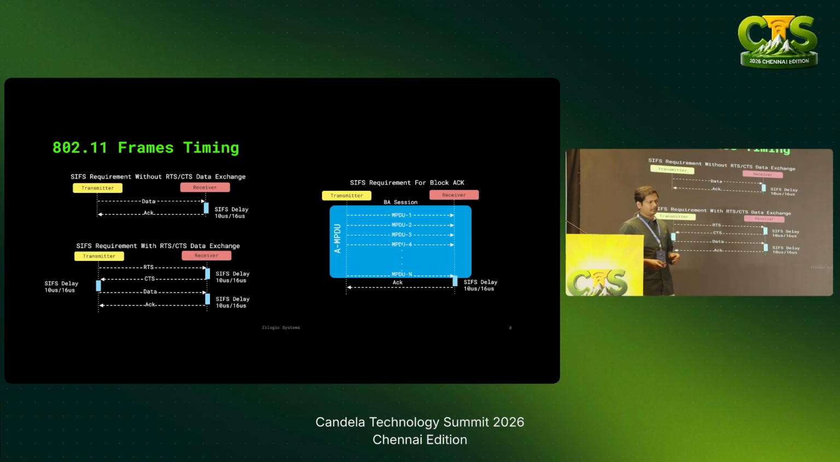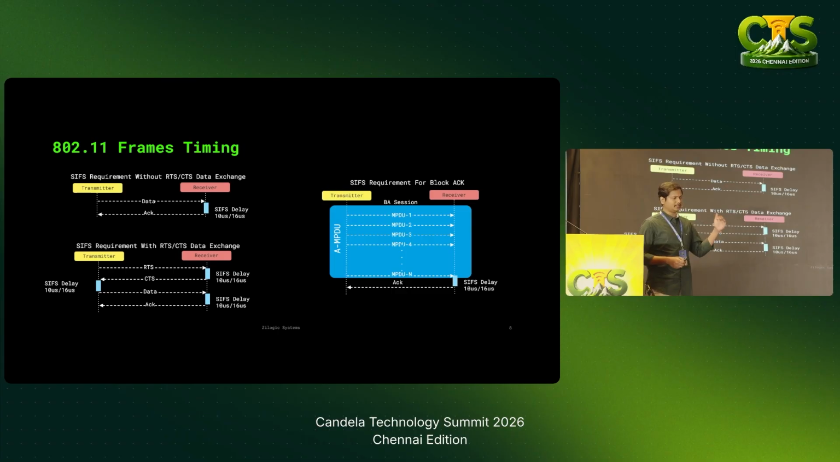On the timing requirements, for a non-RTS/CTS based data exchange, we have data sent by a transmitter to a receiver, and from the timing perspective, we have the SIFS requirement, which is 10 microseconds for legacy devices and 16 microseconds for contemporary systems. The ACK has to go to the transmitter when the data is received within that stringent time period.